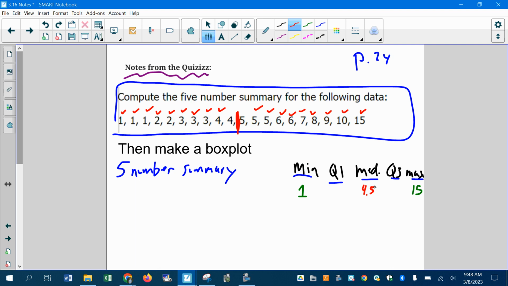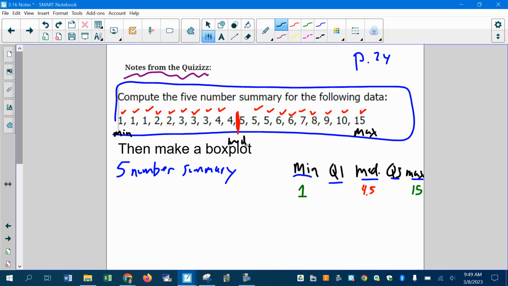Okay? So we have our minimum over here. We have our maximum over here. We have our median right here. And then Q1 and Q3, they're called Q1 and Q3 because they're like quarter 1 and quarter 3. So what we're really doing is chopping our data up into quarters.